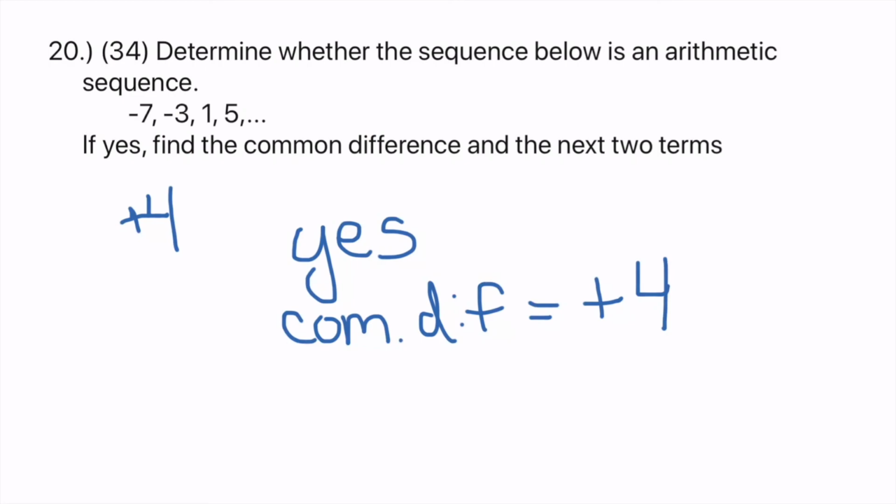So our next two terms would be, so we have 5, so if we add 4 to that, it would be 9. And then if we add 4 to that, it would be 13. And that is the last question.